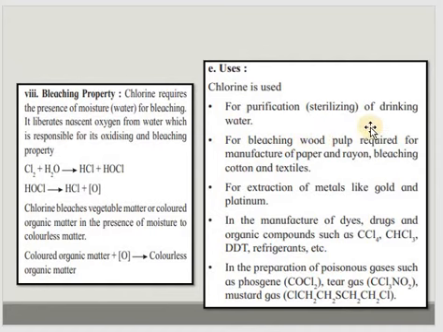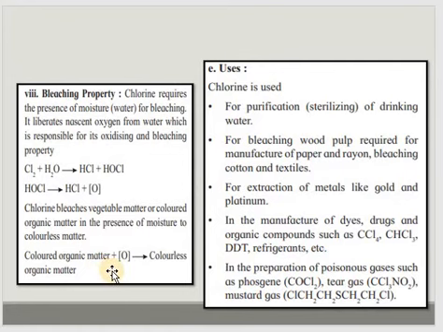Now the bleaching property. Chlorine requires the presence of moisture for bleaching. It liberates nascent oxygen from water, which is responsible for its oxidizing and bleaching property. Chlorine in the presence of water will turn into HCl and hypochlorous acid, which is HOCl. HOCl will further decompose to give you HCl and nascent oxygen, and this nascent oxygen will act on the colored organic matter to turn it into colorless organic matter.